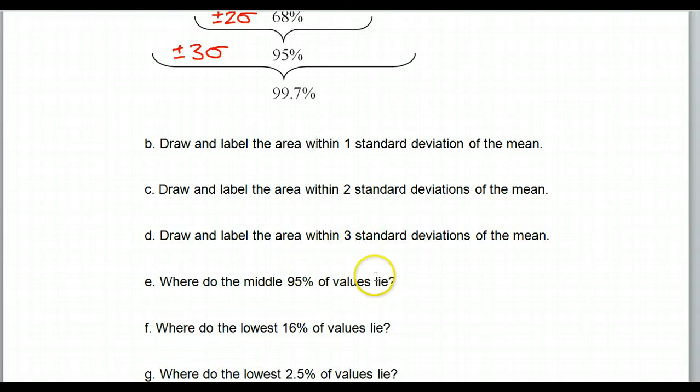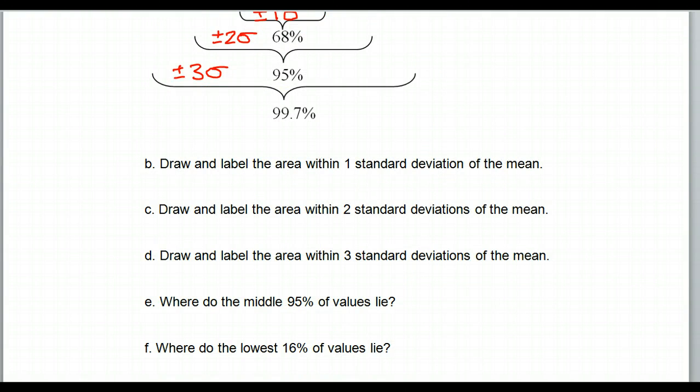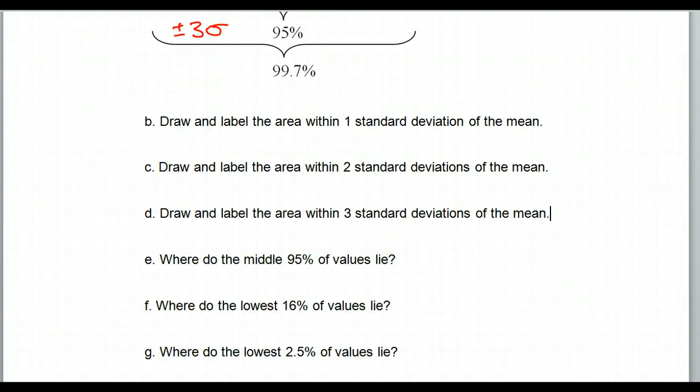Now, where do the middle 95% of the values lie? The middle 95%, that's the plus or minus 2 standard deviations. So that is from 4 to 12. And we can write that this way in interval notation, (4, 12). In this context, it means the zone from 4 to 12.